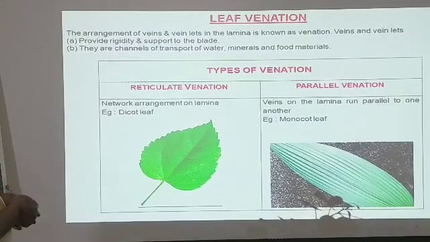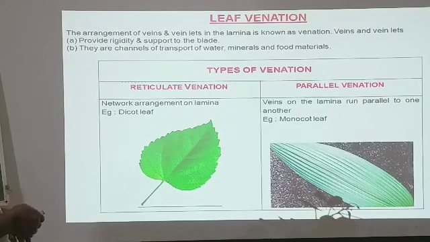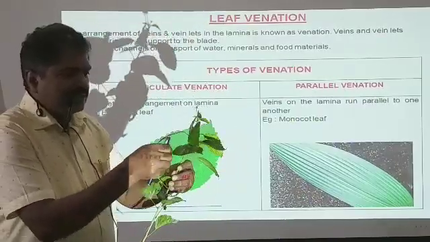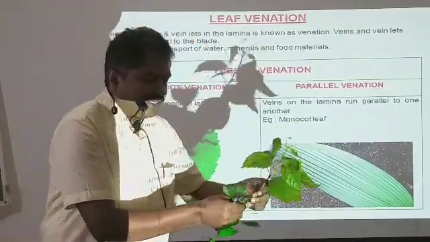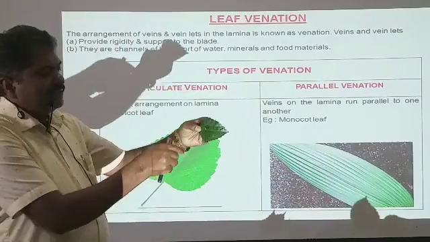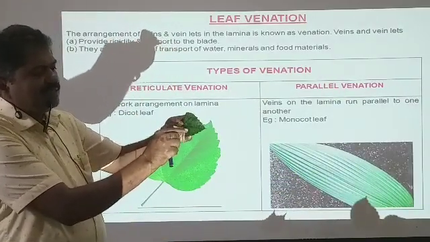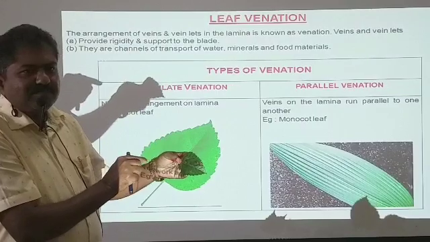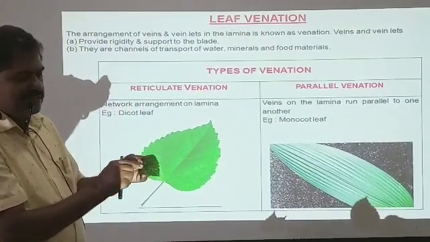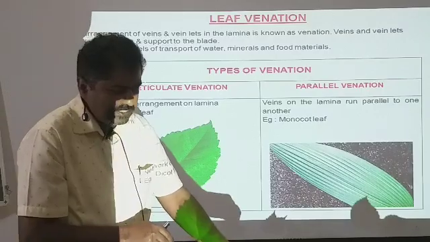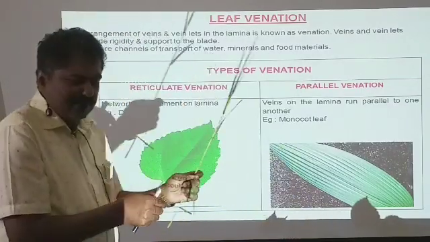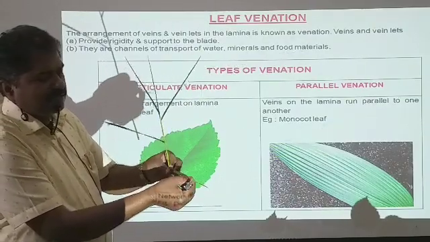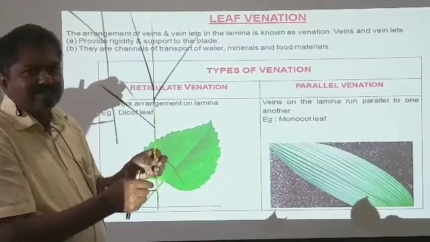The types of venation are reticulate venation and parallel venation. Most dicotyledons have reticulate venation, where a network of veins and veinlets can be seen in the leaf. Whereas in the grass family and in monocotyledons, the midrib is present and the veinlets are arranged parallel to each other. That is what we call parallel venation.